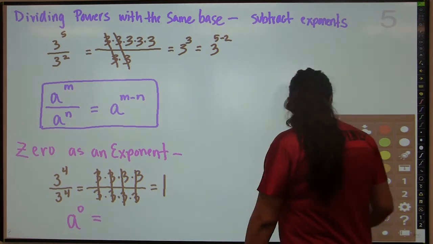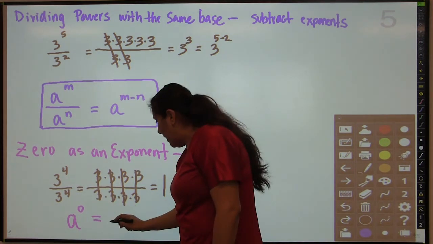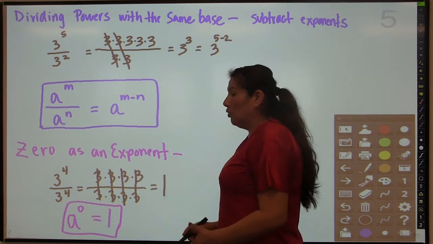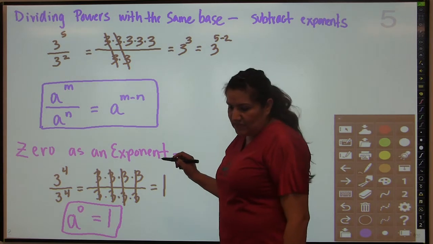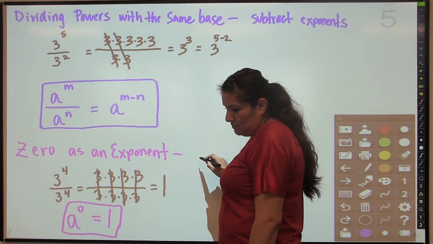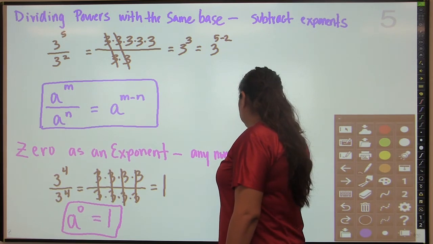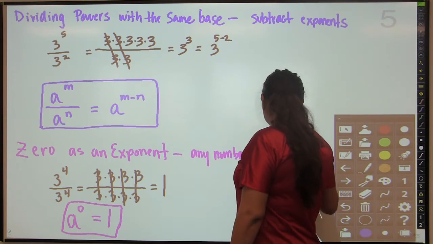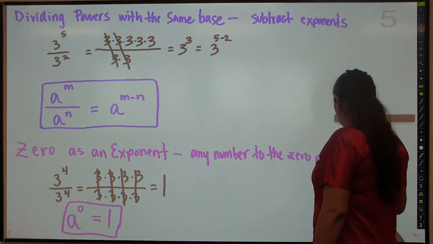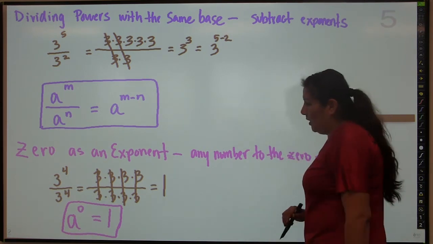Okay? So our rule for this example is that anything to the 0 power is 1. There's our rule. When you have a 0 exponent, the answer will be 1. So in this case, for 0, we're going to put here any number, well, except for 0, any number to the 0 power is 1. Any number, any variable to the 0 power is going to be 1. And I hope that you see why.